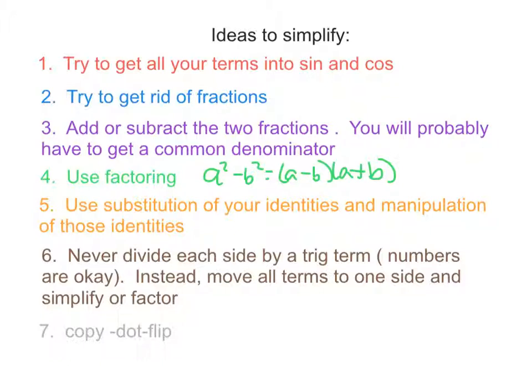6, never divide each side by a trig term. Numbers are okay. So you can divide both sides by a 2, but don't divide by, like, let's say a sine of x, because when you do that, you lose one of the terms. Instead, you're going to move them all to one side and simplify or factor. And then also you're going to use copy dot flip. So copy the first fraction, change division to multiplication, and flip your fraction.